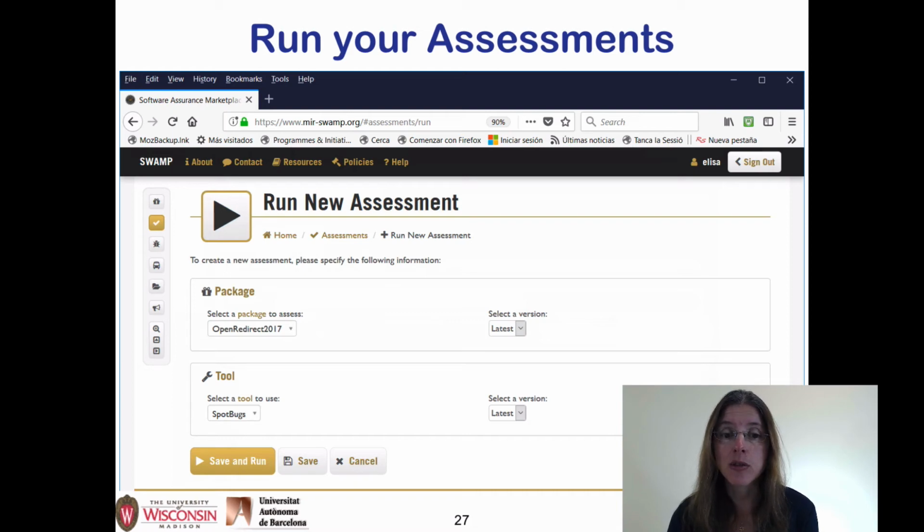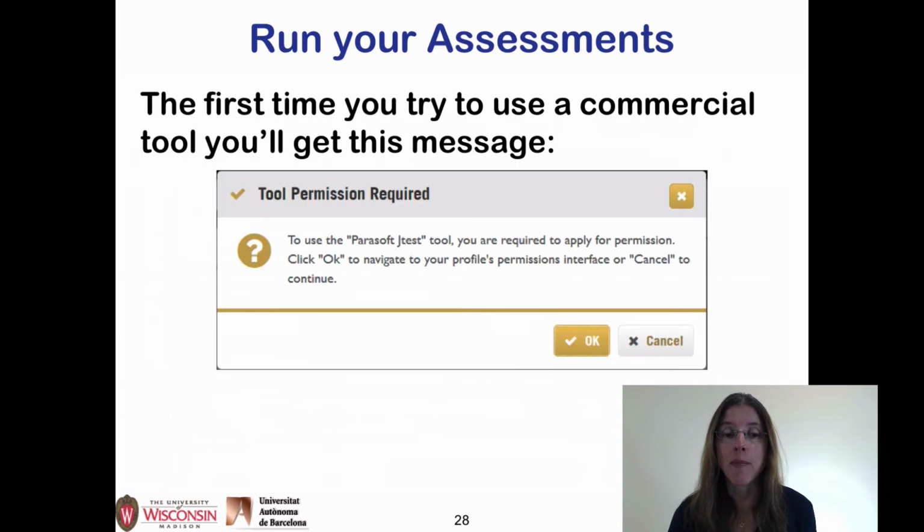For some commercial tools like JTest, you will need first to have requested permission to use it. We now click on Save and Run. This will create one assessment run for each tool that you choose. If you are running multiple assessments, they will run in parallel on different virtual machines, each on a different physical machine.